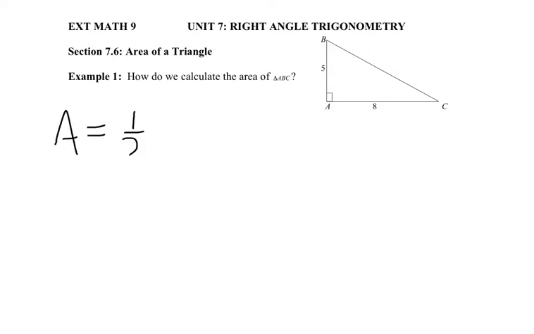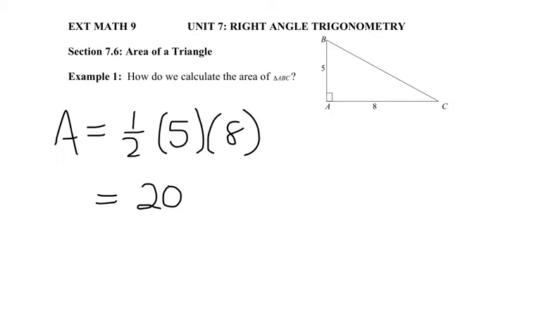of this triangle was 1/2 of the base and the height, and of course this one was our height and this one was our base, and then we just calculate that out. 1/2 of 8 is 4, 4 times 5 is 20, and we don't know any units, so our area is 20.